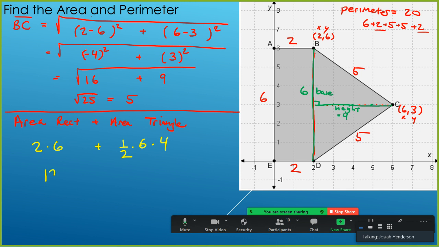So 2 times 6 is 12. 6 times 4 is 24. Divided in half is another 12. So they both separately came out to 12. Add those guys together, and it's 24 units squared.